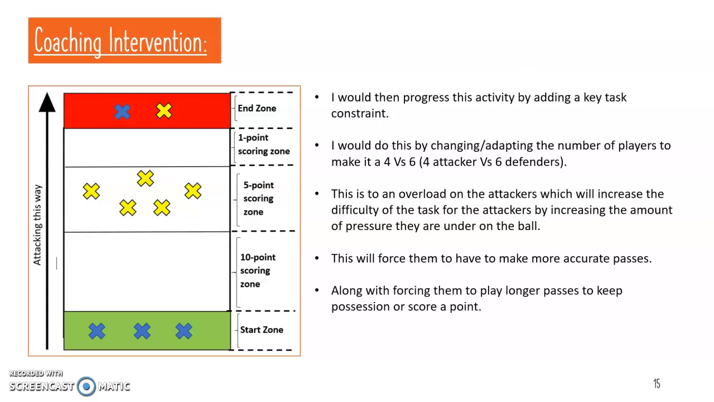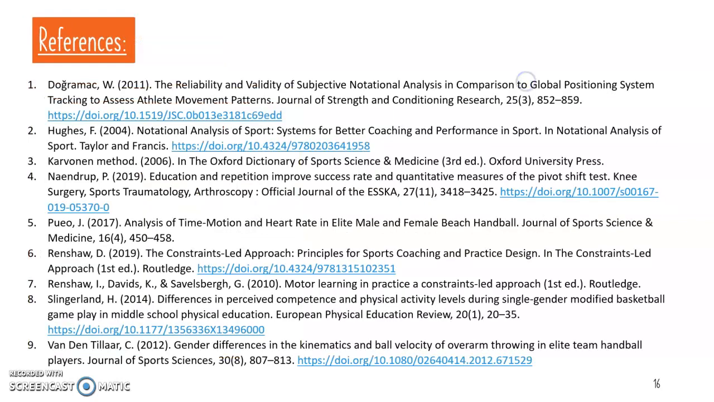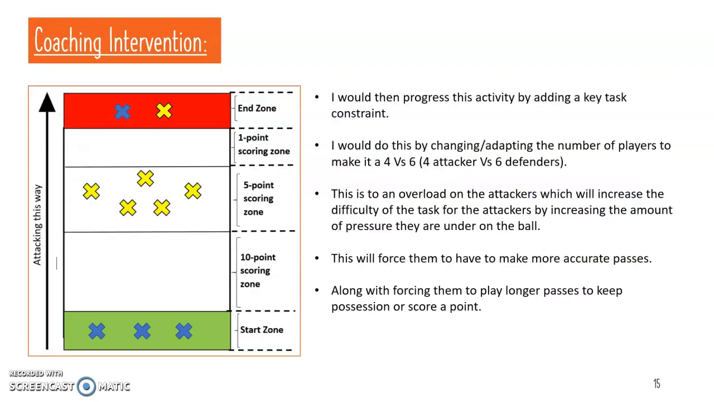So we play in longer passes to keep possession of the ball or score a point by making a pass into the end zone. And again, this increases repetition, and it gets them to aim to complete a long pass using an overarm throw technique from the 10-point zone, as this will give them a higher chance of scoring. And like I said, repetition of this drill will help improve.